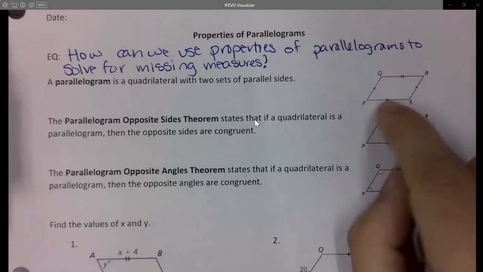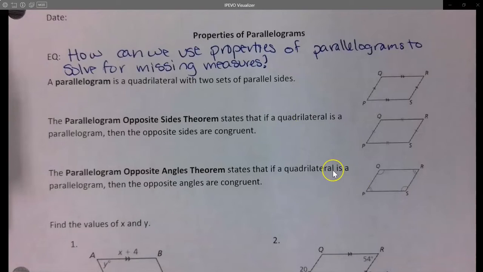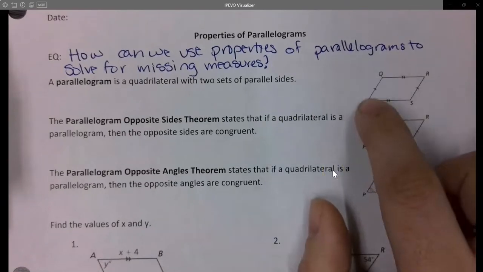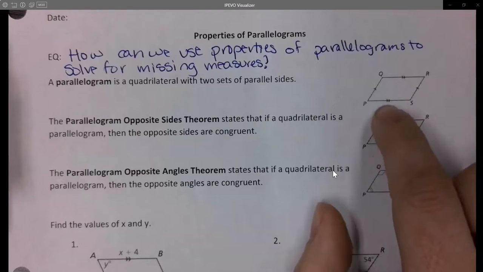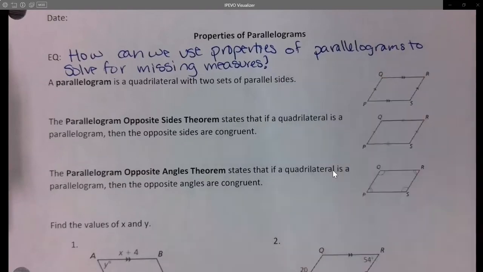Okay, so a parallelogram is a quadrilateral with two parallel sides. Those will either be marked or you'll be told. Remember, the triangles show that they're parallel. So the one triangle shows that these two are parallel. The double triangles show that QR and PS are parallel.